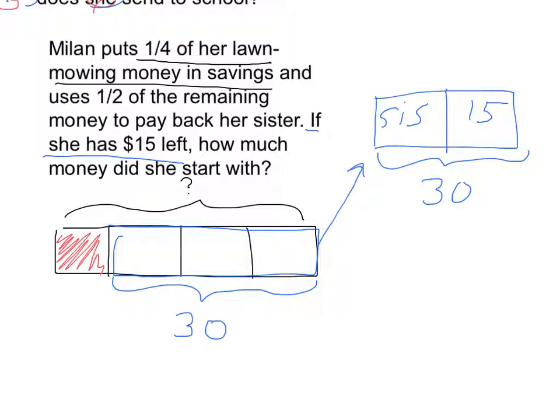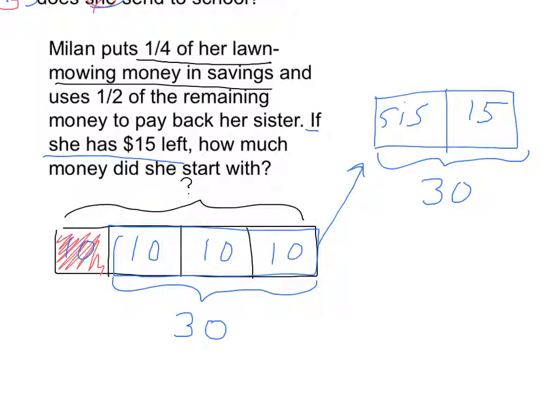What do you think each box is? Okay, if you said 10, you're a smarty pants. Because look, 10 plus 10 plus 10, that's going to be 30. So what's the red box? Yep, it's also got to be 10, right? Because these are fourths, they're all equal.